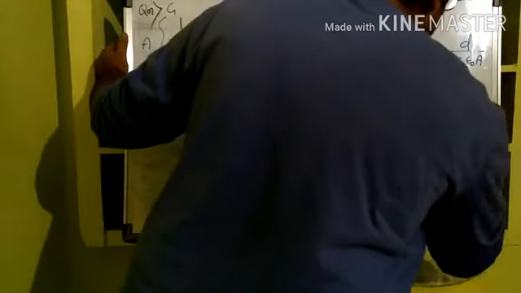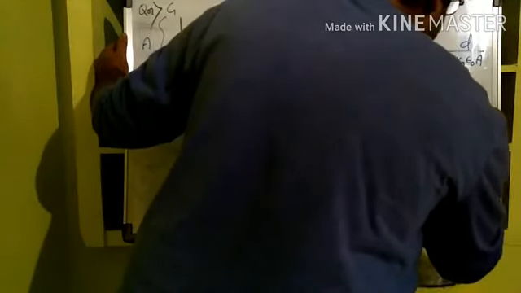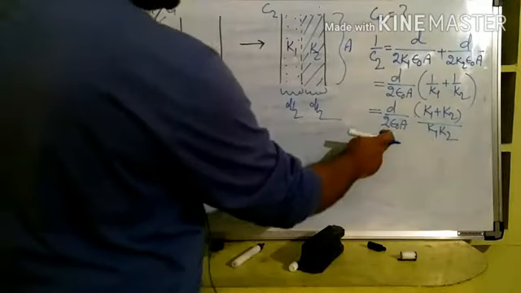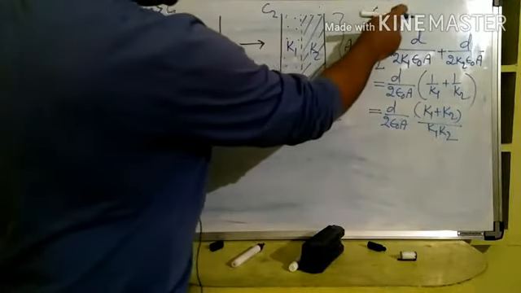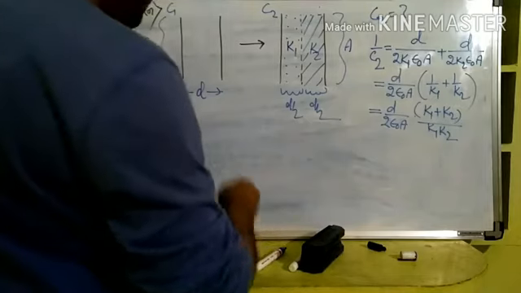Okay? So D by 2 epsilon naught A is common, so take D by 2 epsilon naught A common. What remains? 1 by K1 plus 1 by K2, right? So this is equal to D by 2 epsilon naught A times, taking LCM K1 K2, K1 plus K2 divided by K1 K2. However, this much is equal to 1 by C2, and we need to calculate C2, right?